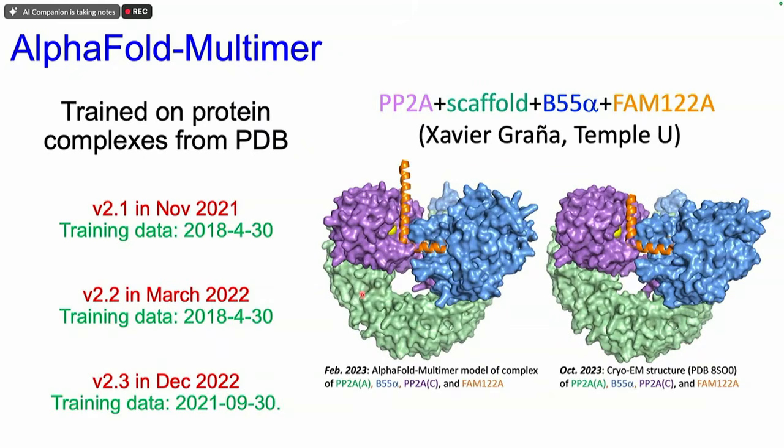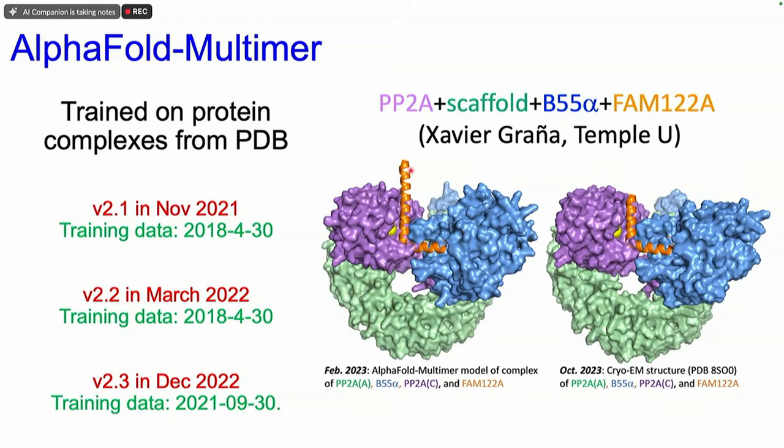Just as an example, this is a structure that we predicted in February of 2023. The complex of the purple, the blue, and the green protein was already known. That was an experimental structure. But my colleague Xavier Gagne at Temple University was very interested in how this inhibitor protein works. This is a phosphatase, an enzyme that takes phosphates off of proteins. That's the purple protein. The blue protein helps pick substrates for dephosphorylation, and the green one is sort of a scaffolding protein that holds them all together.